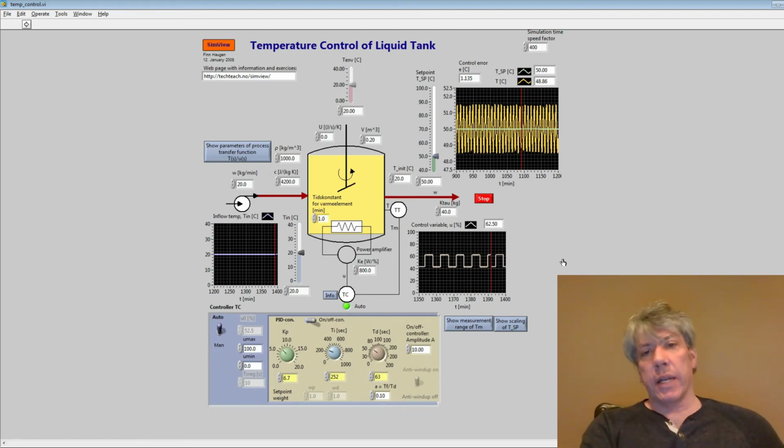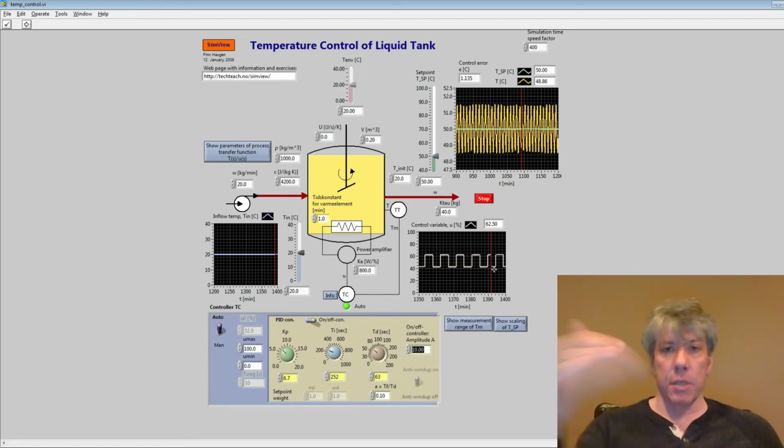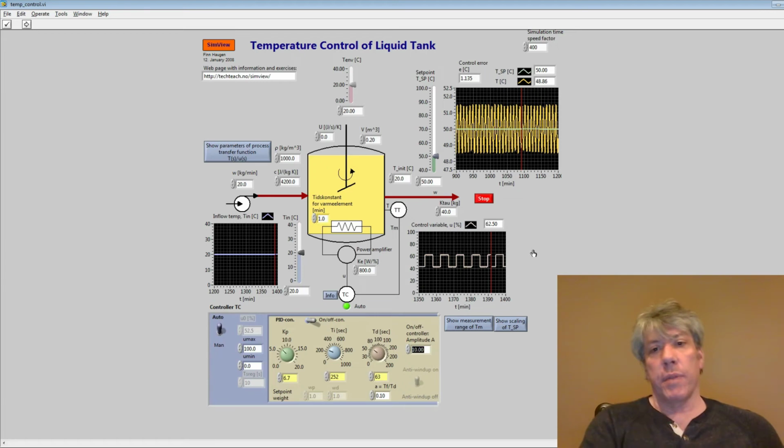Alright, so now what I can do is measure the amplitude A of the control variable, but that's easy because I put it in. It's 10%. Notice I'm going above and below 52.5% by plus 10%, minus 10%. So that makes sense. But what about the error, the response?